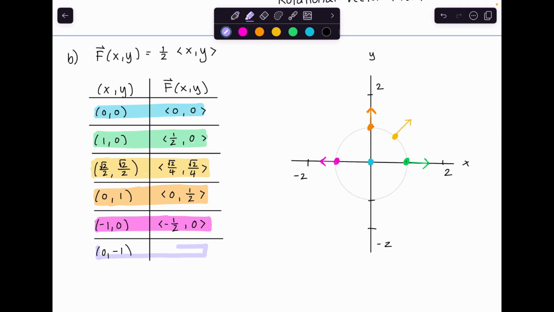Last but not least, if I pick this point, that will give me 0, -1/2 when I plug it in. So I go down 1/2. Okay. So you could pick more points on this circle, and you would see all of them really end up having the same length.